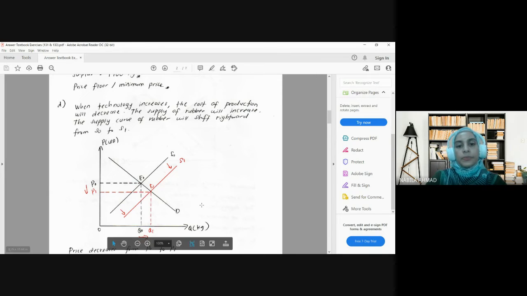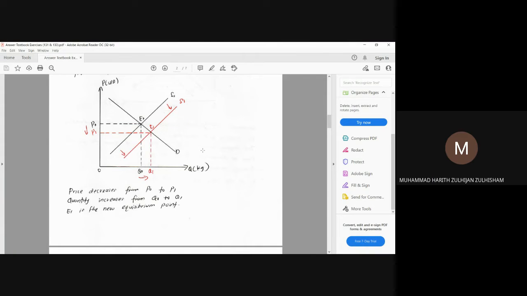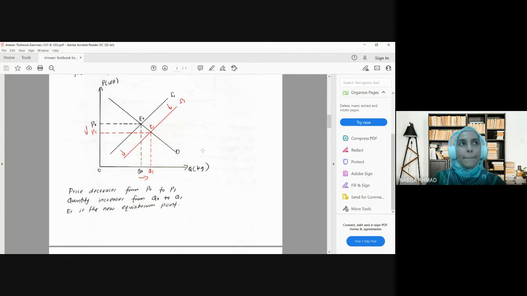Awak lukis initial S0 intersect dengan demand, label E0, P0 and Q0. And supply curve shift to the right to S1. So there will be new equilibrium point E1, with price 1 and quantity 1. Jadi apakah effect after the shift? The price decreases from P0 to P1 and quantity increases from Q0 to Q1, and E1 is the new equilibrium point. Boleh? Soalan 1 semua faham? Yang lain okey? Okay, madam.